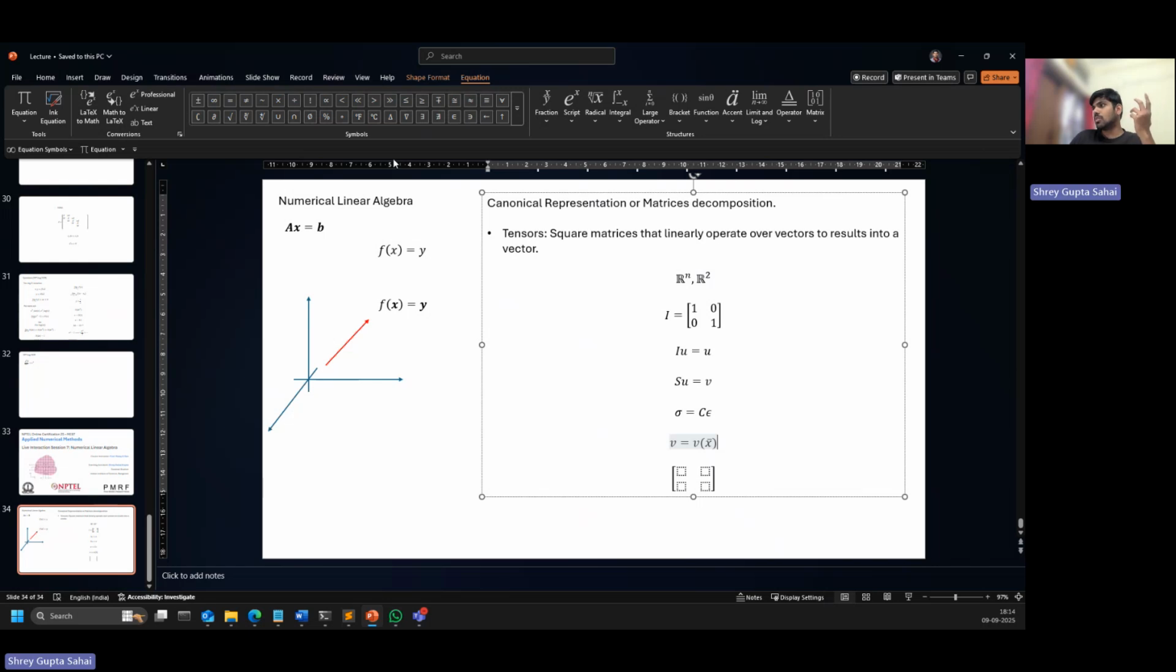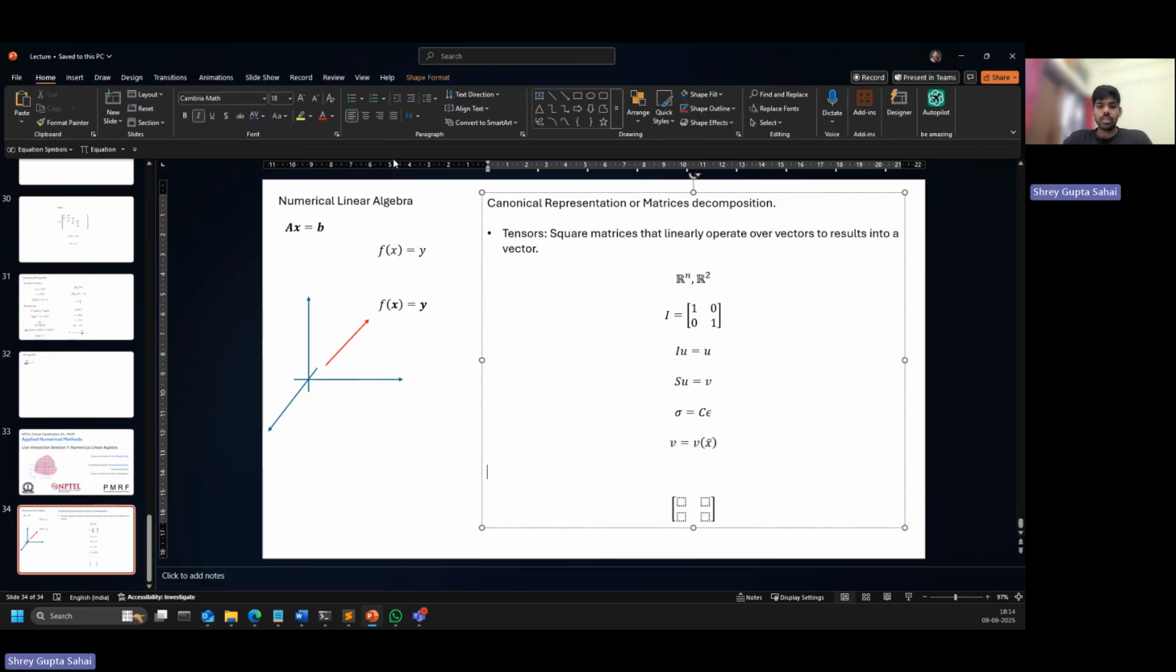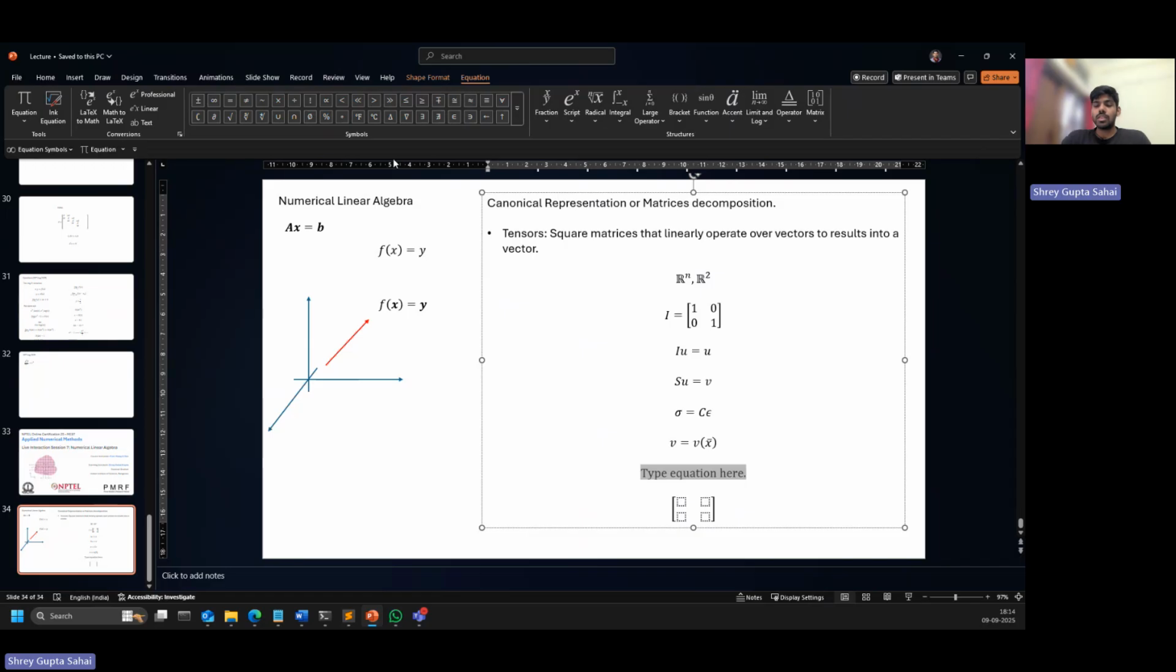So generally, let me think. Yes, one example I remember is suppose you have a vorticity kind of situation. So you write there that V equals omega.